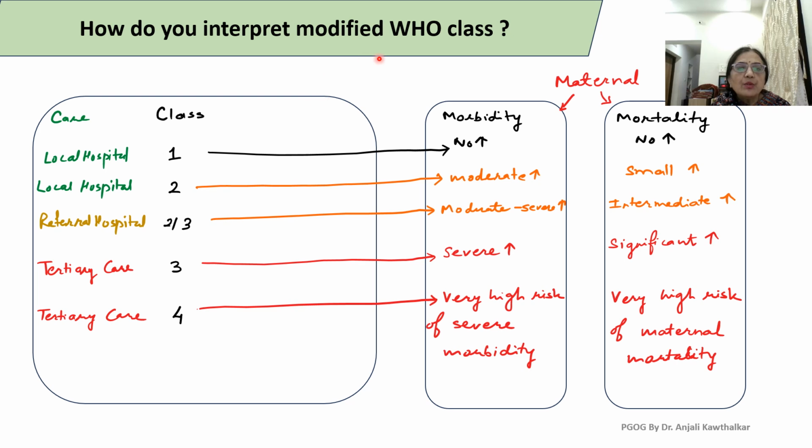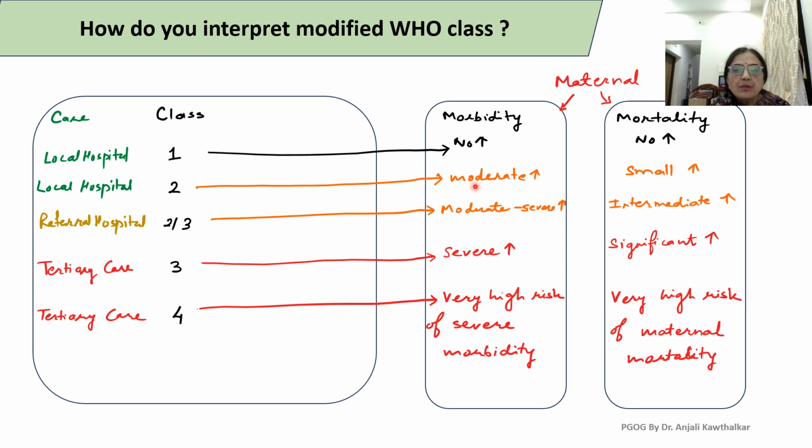How do you interpret the modified WHO classification or these classes, and accordingly how do you take action? If it is class 1, there is no increase in morbidity or mortality because of the heart disease. Maternal morbidity and mortality is the same as in women without heart disease. That is the information we gain, and these women can be managed in local hospitals.